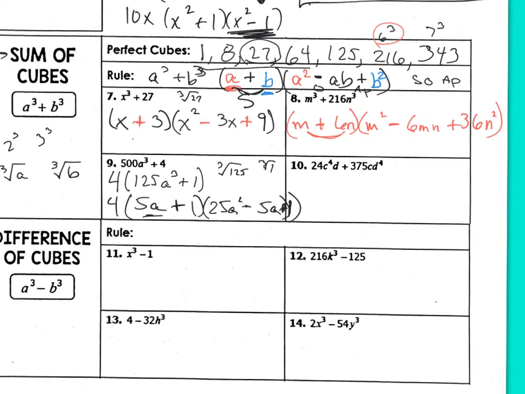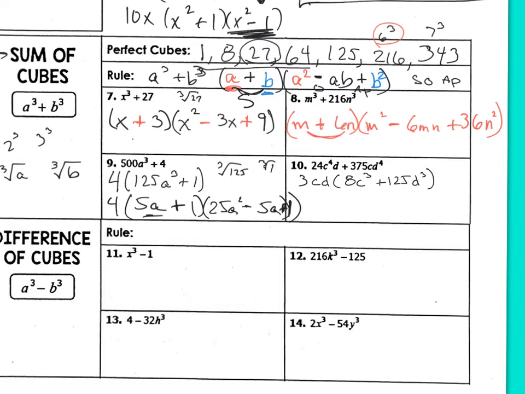For number 10. What do they have in common? Let's see. 4 doesn't work, 5 doesn't work, 3. 3 works, so we have 3. Then we're looking at the lowest power, so that has to be a C and a D. So this is going to be 8c to the third plus 125 d to the third.